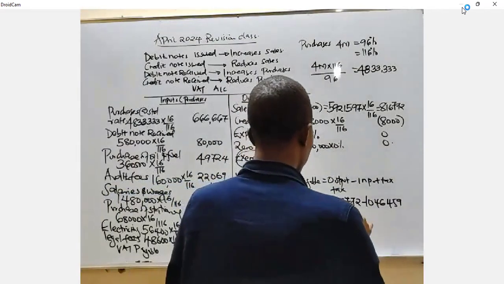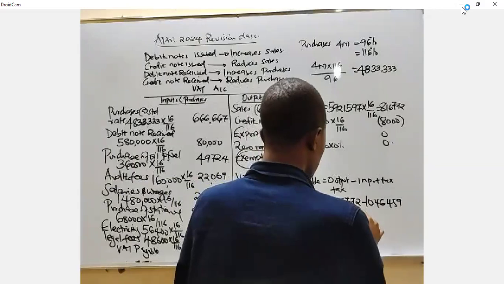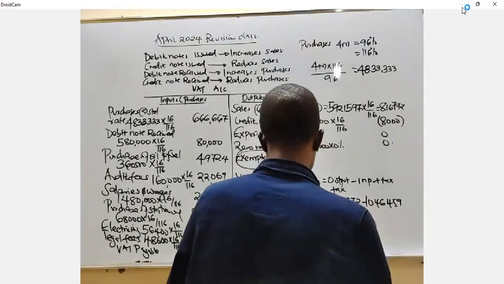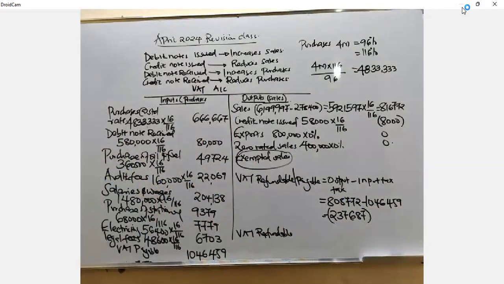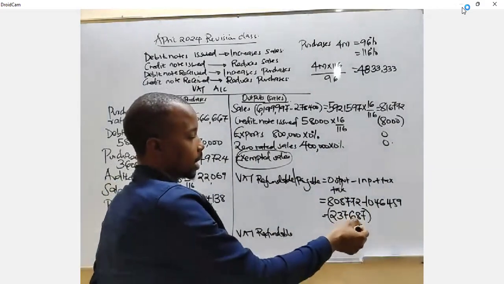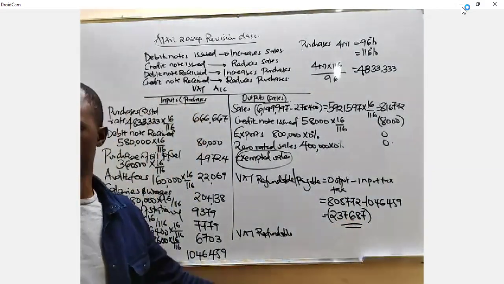1,046,459. We are getting a refundable of 237,687. And in simple terms, this refundable is not an amount which an organization can see as an income to them. This is not an income.